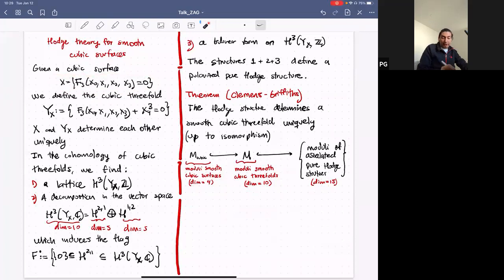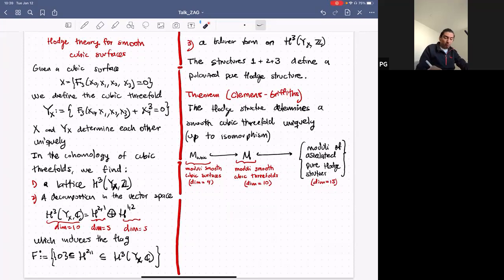And then we can recover the cubic surface, the cubic threefold, uniquely. At this point, you will be like, okay, Patricio, this sounds like a bad deal because you have dimension 4, dimension 10, and dimension 15. And then you're kind of putting your space in a bigger and bigger space.